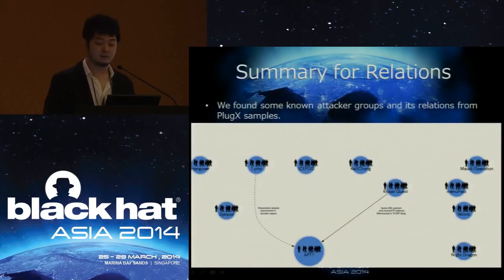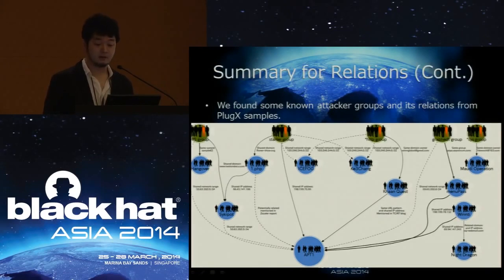Okay, that's it for association. This is the summary for non-attacker groups we found from PlugX samples at this time. We can see 11 known groups or operations. And this is the summary for relationships between PlugX groups and non-attackers. We found some relationships from our research. Wow, there are a lot of relations we found.